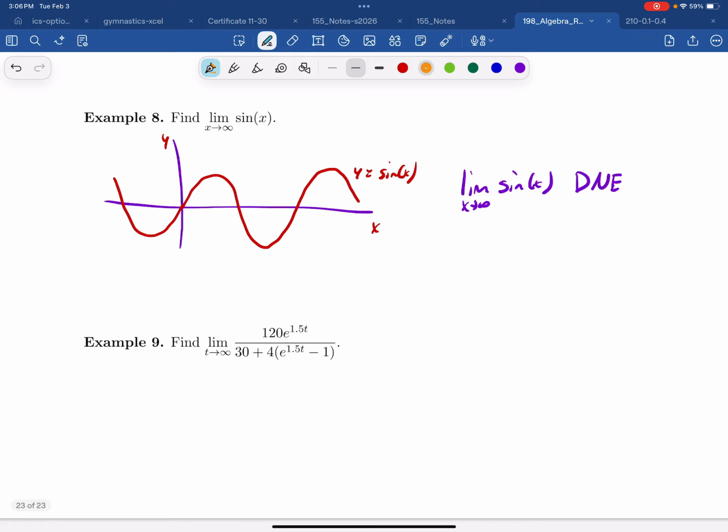This one's a little bit of a trickier one. I'm just going to ask you to try that one. See how it goes. That's all.